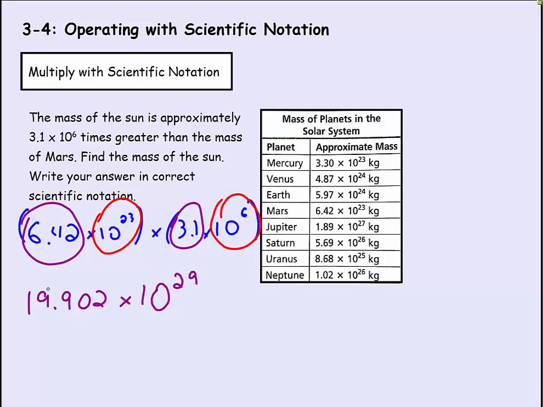Hopefully you recognize that this is not correct scientific notation. We need to make this 10 times as small, or move this decimal over one place. So since we made this 10 times as small, we need to multiply it times 10 again, making this 10 to the 30th power. So 1.9902 times 10 to the 30th power. And then the mass of the sun would be measured in kilograms.